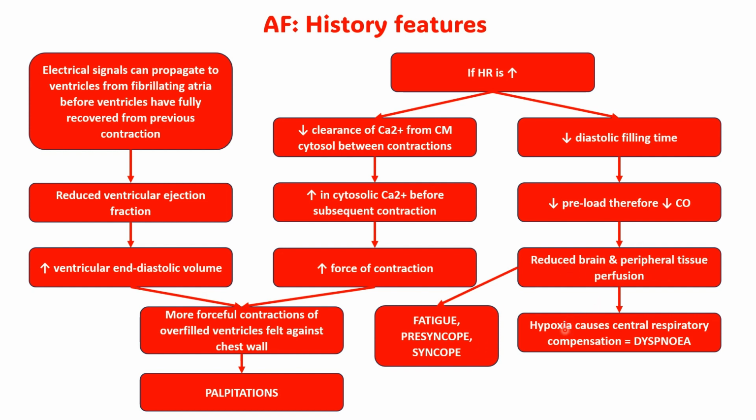And essentially, we can also have hypoxia causing central respiratory compensation, and that's why patients might sometimes present with shortness of breath, otherwise known as dyspnea. In a history, it's also important to ask about other cardiac problems, and relevant existing medical conditions such as thyroid problems, diabetes, malignancy. Remember your medication history, so asking about thyroxine, social history, lifestyle history, very, very important.